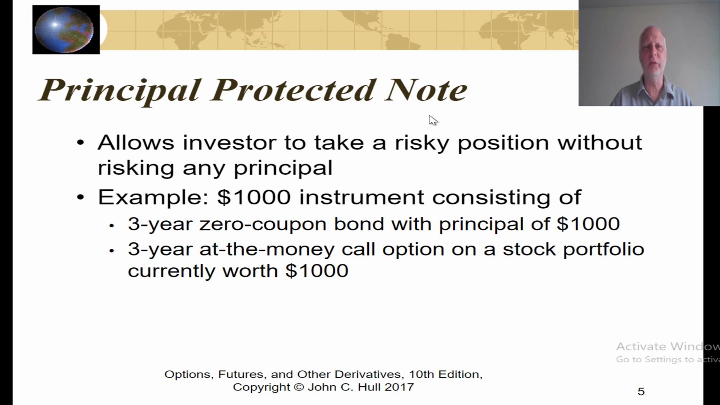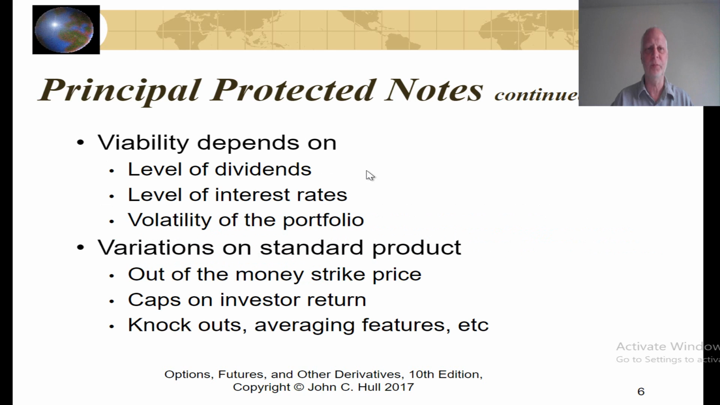A principal protected note allows an investor to take a risky position without risking any principal, sort of. An example would be a $1,000 instrument consisting of a 3-year zero coupon bond with principal of $1,000 and a 3-year at-the-money call option on a stock portfolio currently worth $1,000. So on the day of expiration of the call option, if it is in the money, the 3-year zero coupon bond will be used to buy the underlying stock. Of course, you can potentially still lose the money you invested in the call option itself.